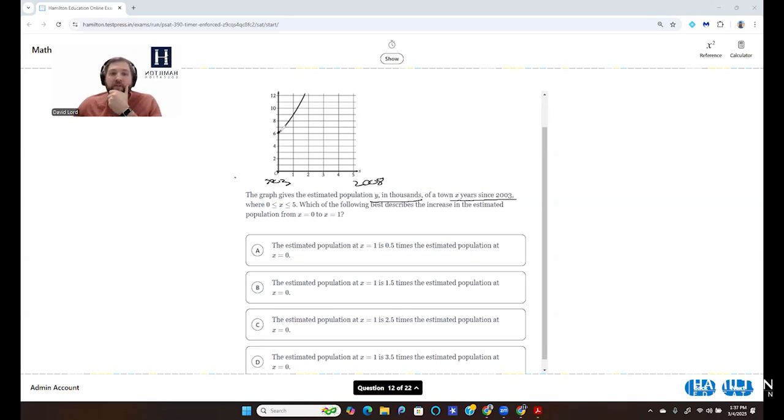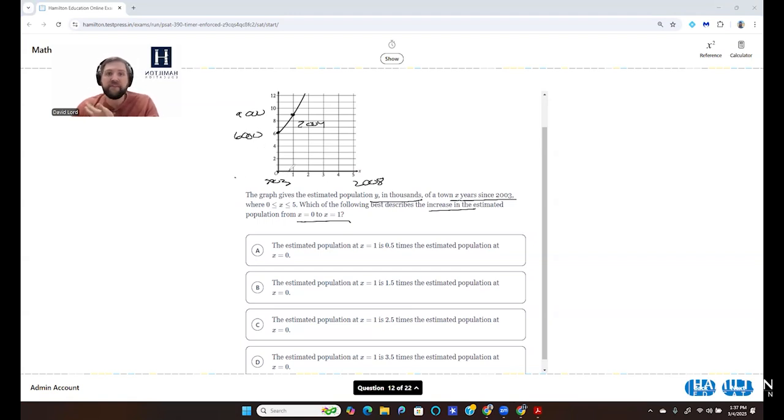Okay, I see a y-intercept of 6,000 people here. So let's keep going. Which answer best describes the increase in the estimated population from 0 to 1? So from 0 to 1, with 1 being 2004, it went up to 9,000. One way of thinking about it is that for the 1 year increase, from 2003 to 2004, it went up by 3,000.